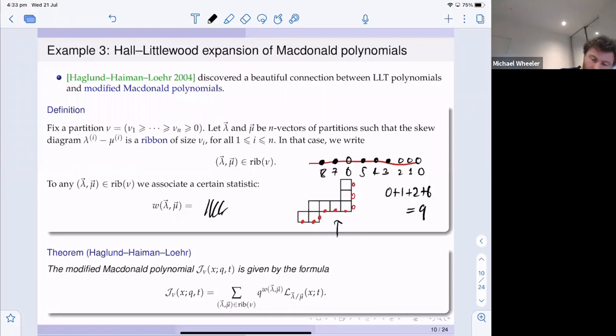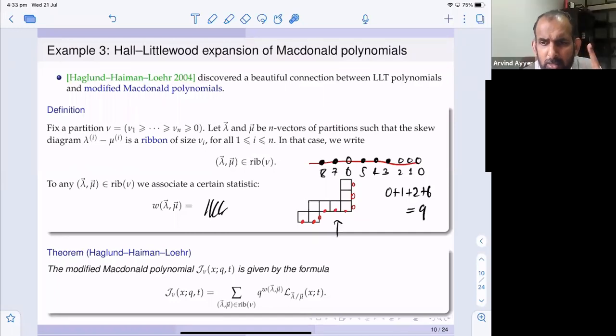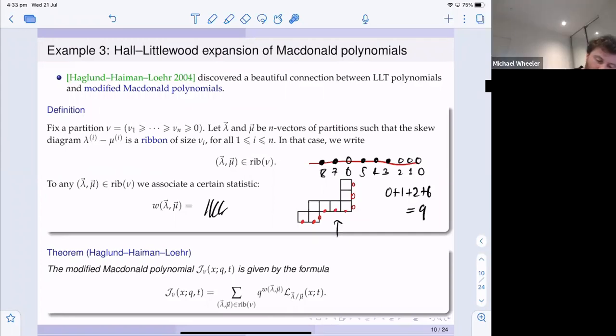Okay, and then this is the theorem. The modified McDonald polynomial is given by the formula here. So, can I ask a quick question? So this statistic seems to depend only on lambda and not on mu. Is that correct? So, the point is those two things, lambda and mu, are not independent, because there has to be a ribbon. So once I fix lambda here, in some sense, this fixes the mu. Okay. Yeah.